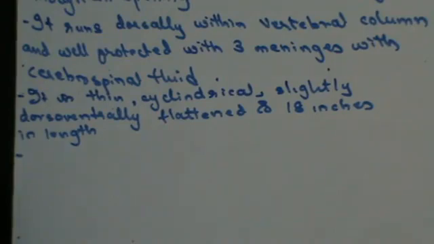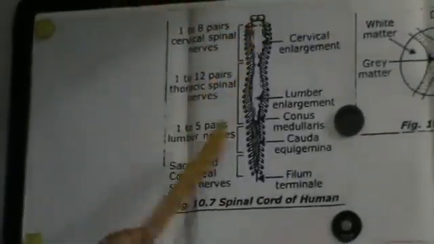Fine. Now it is not uniform in thickness. It shows two slight enlargements. Now let's see the diagram, guys. Can we see the diagram? Now, this is my spinal cord.